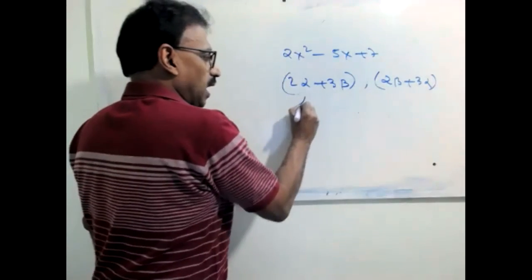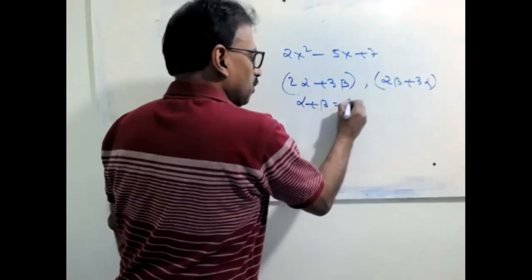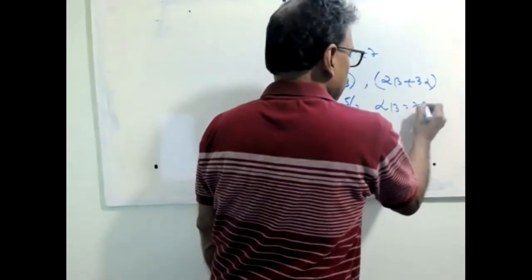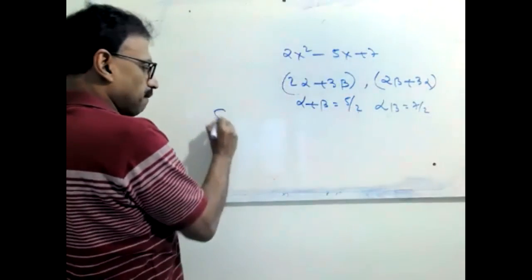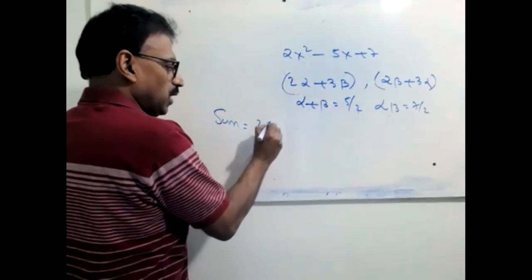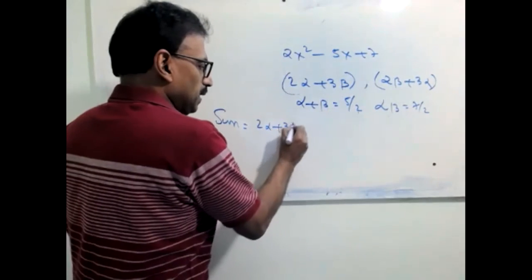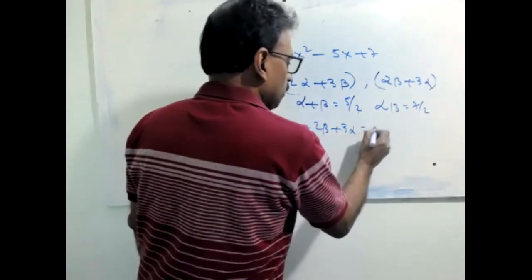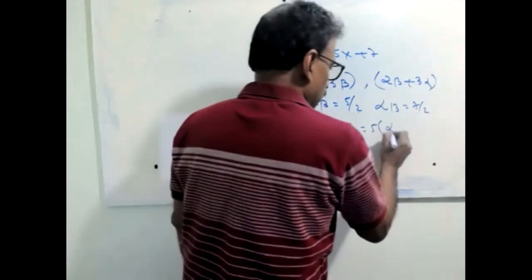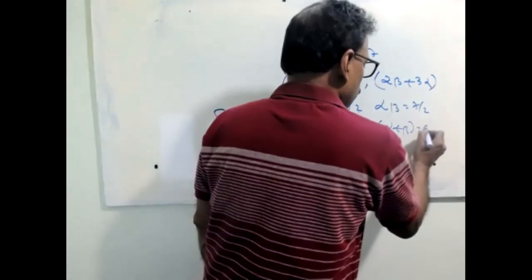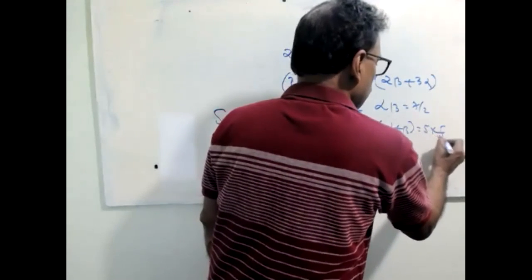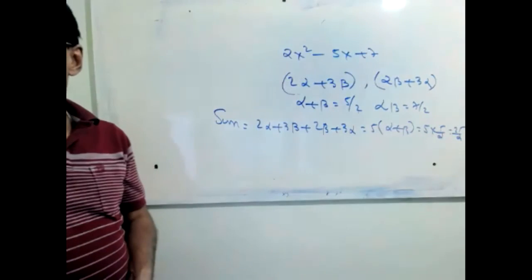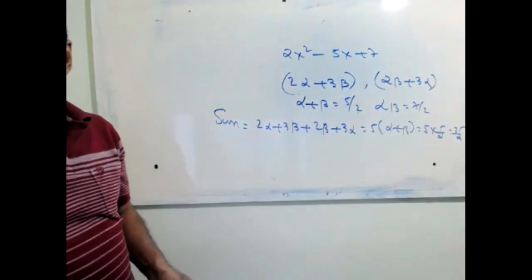We got alpha plus beta equal to 5 by 2, alpha beta equal to 7 by 2. Then sum 2 alpha plus 3 beta plus 2 beta plus 3 alpha equal to 5 times alpha plus beta equal to 5 into 5 by 2 equal to 25 by 2. This line okay or not? Okay, Kashinath, look.